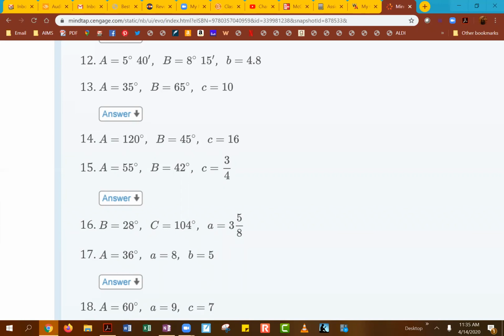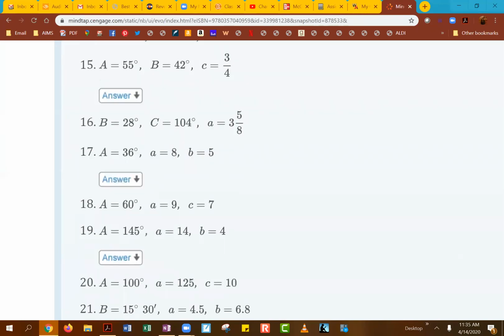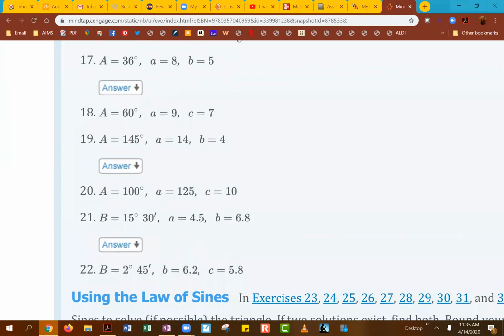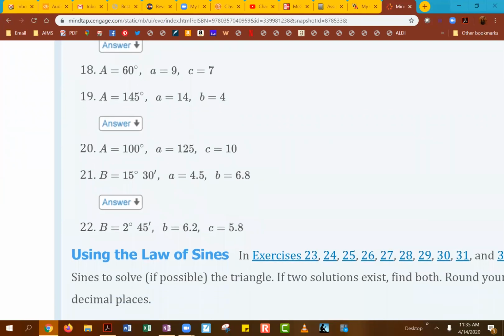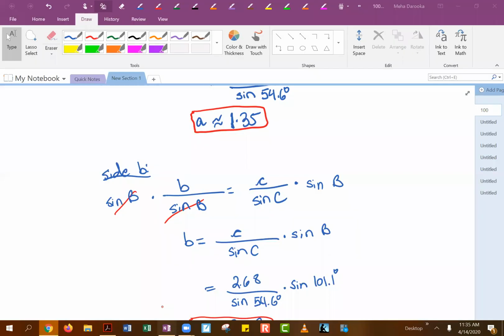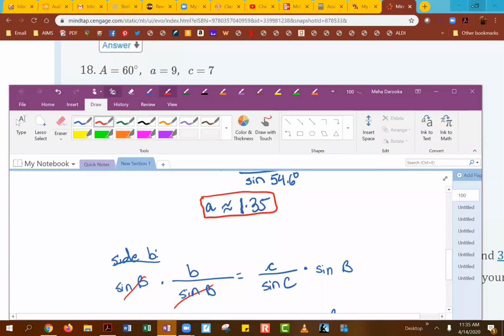But what I want to look at next is right here, number 18, where you are given one angle and two of the sides. So let's take a look at number 18 over here.